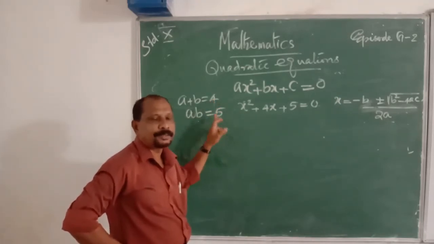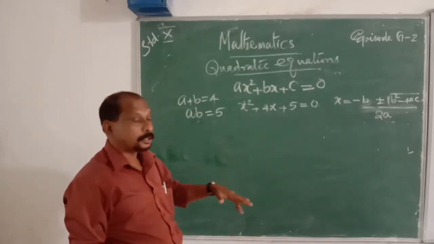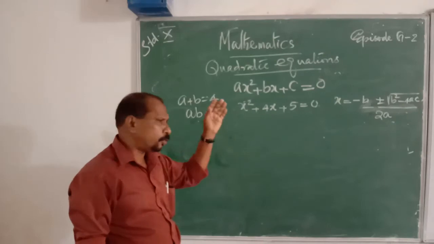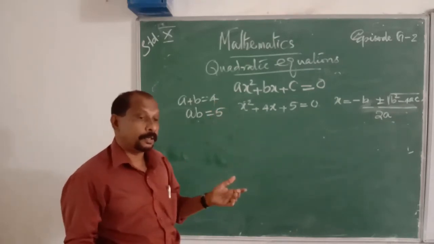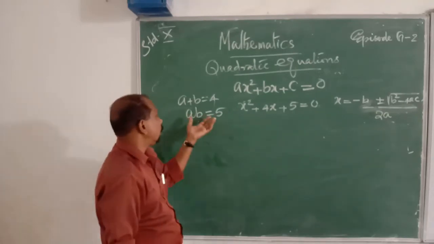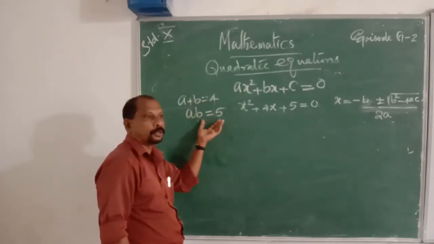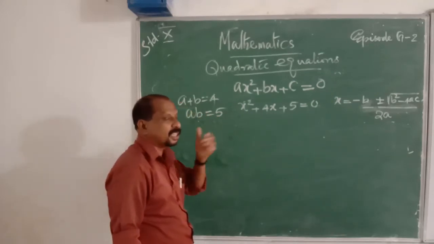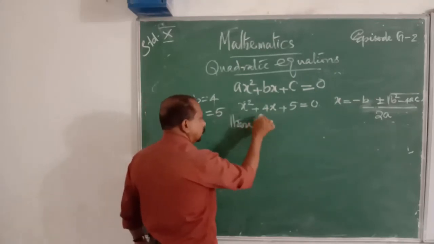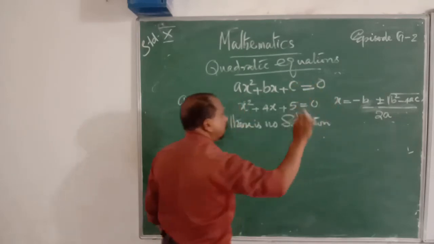Therefore, there is no value for a and b such that these two equations are satisfied. There is no real value for a and b. That means a plus b is equal to 4 and the product is equal to 5. There are no real numbers for a and b such that these two conditions are satisfied. Therefore, we write that there is no solution for roots. That is the result.